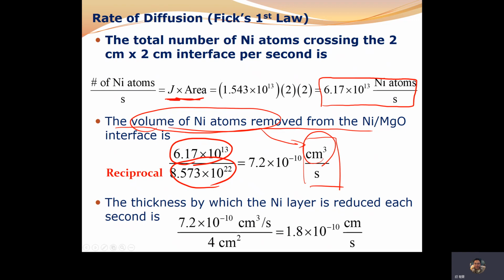And the thickness by which the nickel layer is reduced per second is what? We just divide this number by the area, 4 centimeter square. So we can get 1.8 times 10 to the minus 10 centimeter per second. That means the thickness of the nickel layer is reduced per second when the diffusion process occurs.